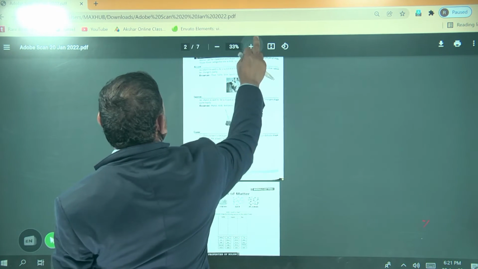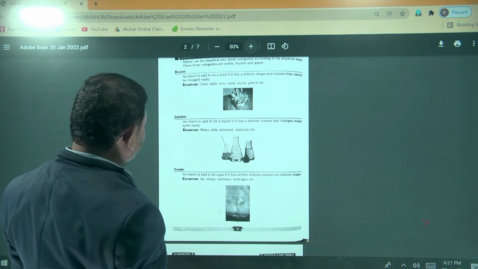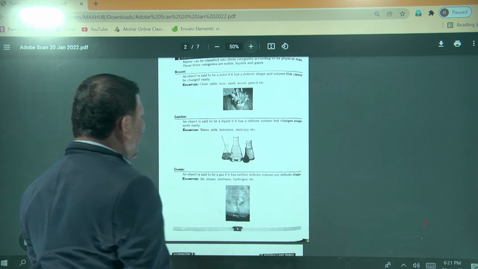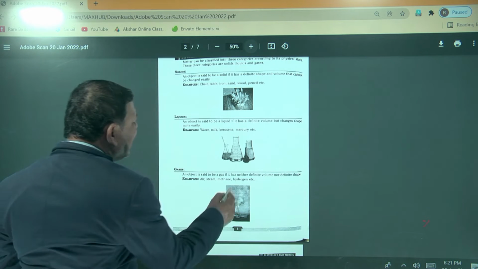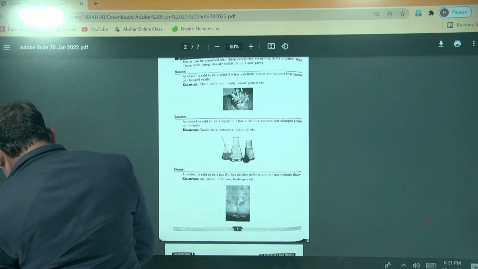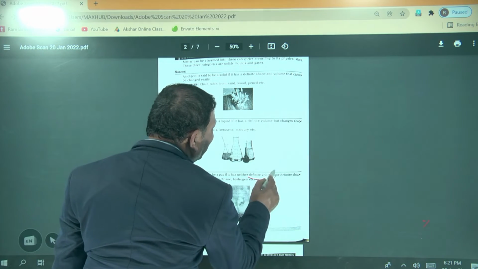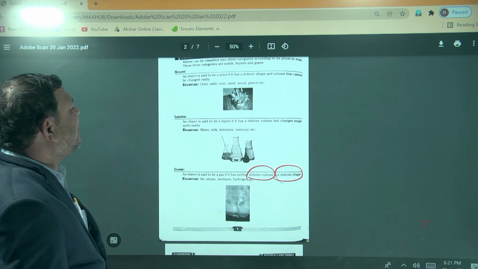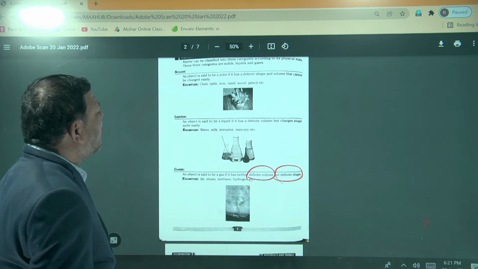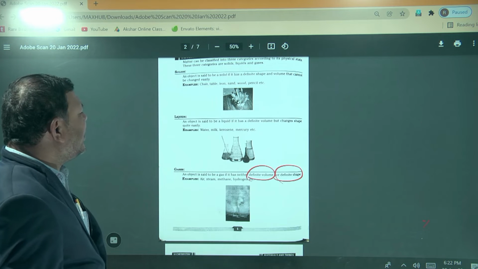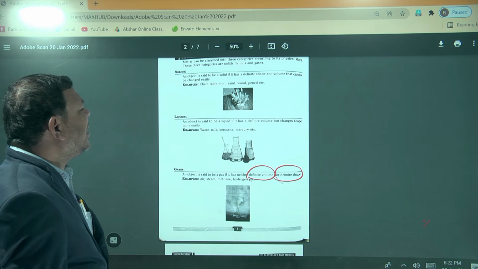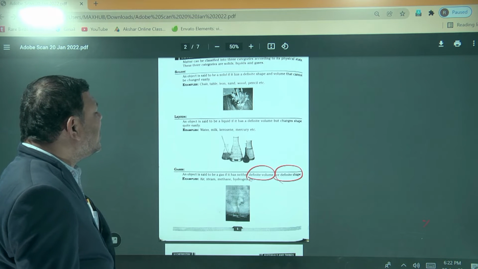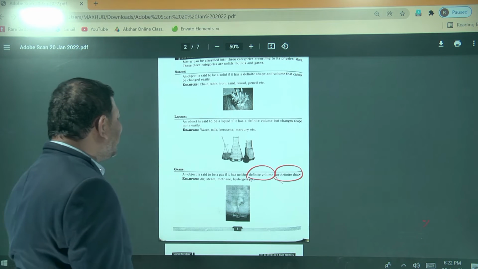Next one is the gaseous state. An object is said to be a gas if it has neither a definite volume nor a definite shape. Actually, solids have a definite shape and a definite volume. In liquids, definite volume is present, but definite shape is not present. Here, there is no definite volume and no definite shape. So that is called gases.